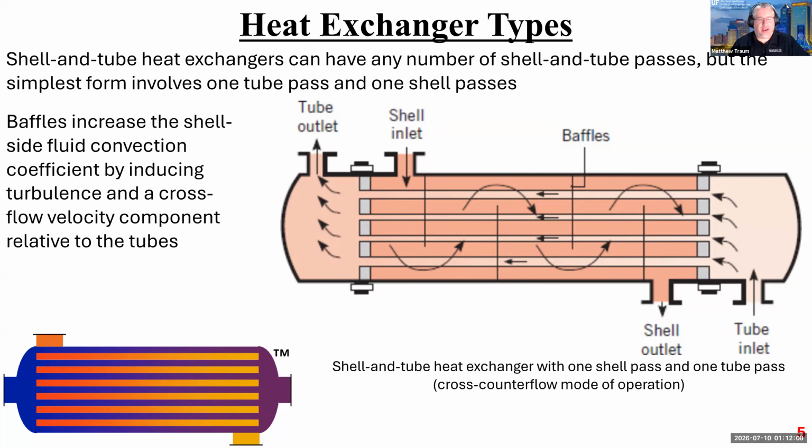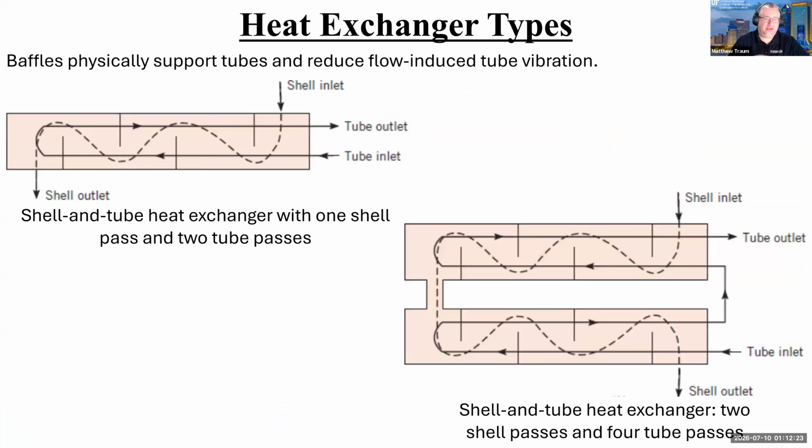All right. So I mentioned this is one type. So this is a shell and tube heat exchanger with one shell pass and one tube pass. We've got cross counterflow as a result of the baffles, but you can have more complicated arrangements. So I already mentioned what baffles are.